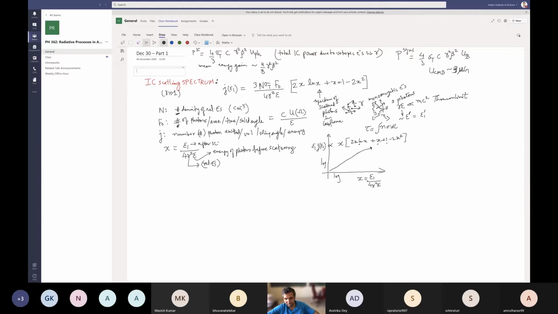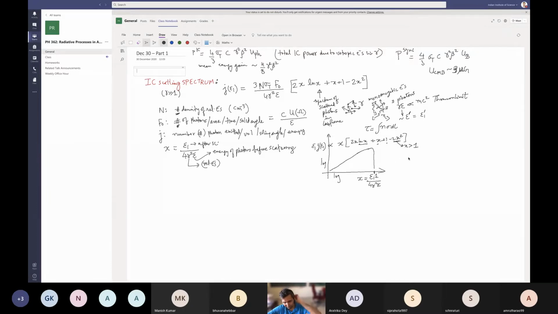Then it becomes shallower, and then when x exceeds unity, this dominates. For x greater than 1, this dominates everything else. So it becomes negative, and there's an exponential cutoff. So this happens at 1.